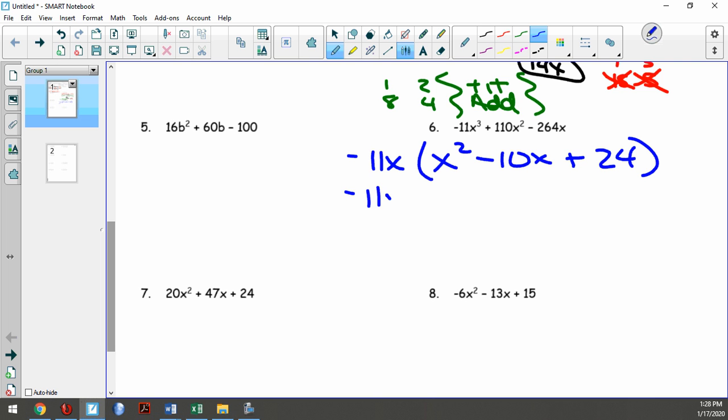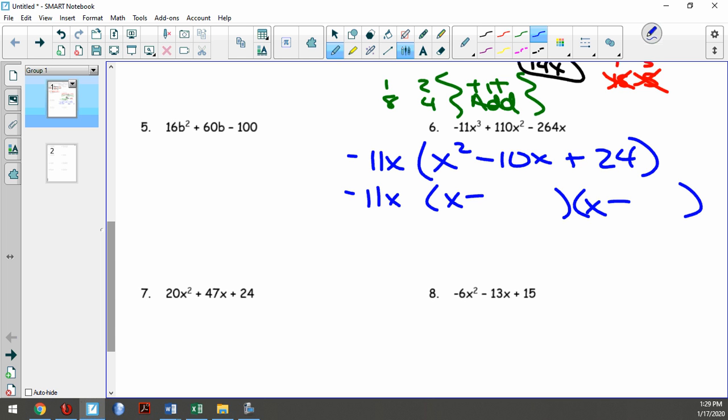Now I'm going to go ahead and split this into 2 binomials. How do I break down x squared? X and x. And what do we know about my signs? I need to have a positive 24, which means my signs are either plus, plus, or minus, minus. How do I determine? Look at the middle one. The middle one's negative, so they're both negative.